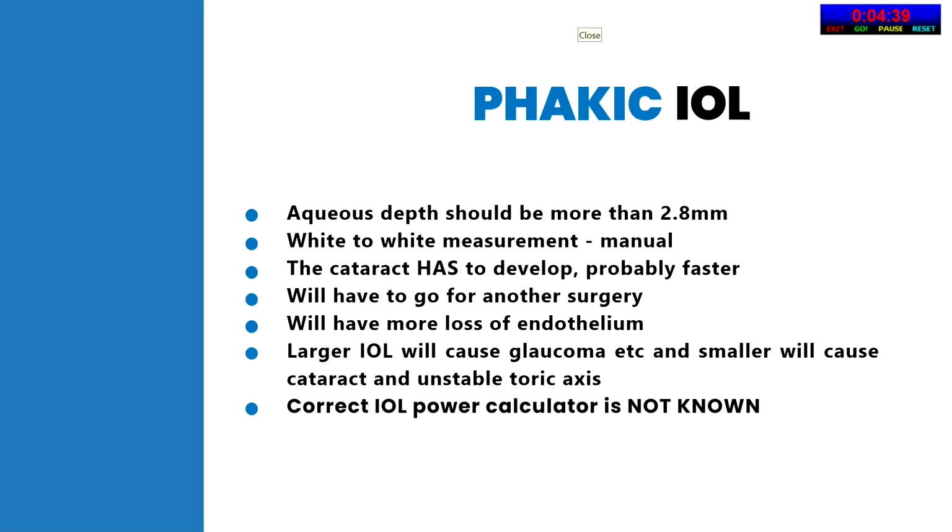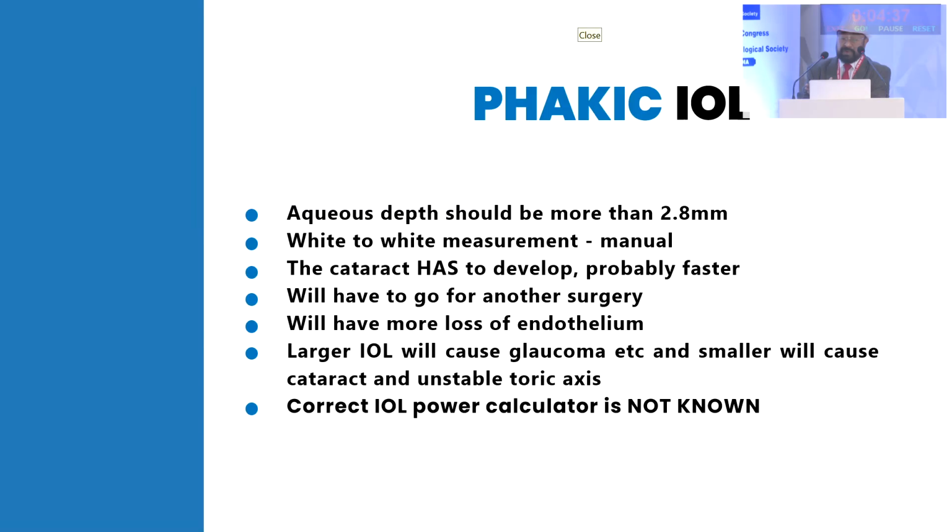Then if there is a larger IOL, you will get glaucoma and cataract, and then of course there are unstable toric lenses if these lenses are smaller. And let me tell you, you do not have a correct IOL power calculation for the IPCL, the phakic IOL. You don't have it. You have to take the measurement, give it to the company, they'll make it, and you have to put in whatever they give you.